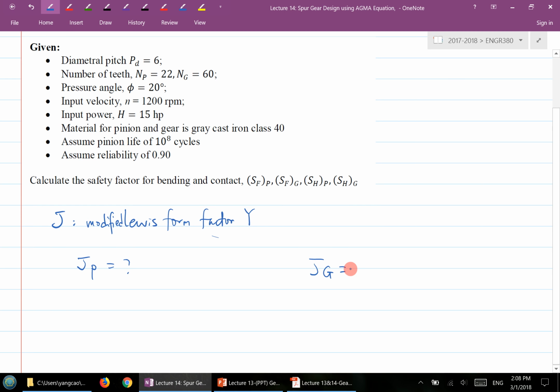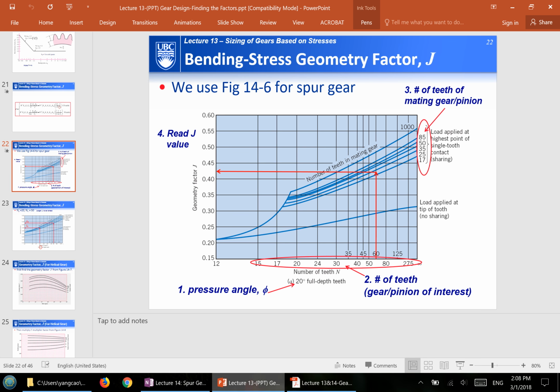When you try to find the J for the pinion, you come over here and find the 22 first. 22 is roughly in the middle between 20 and 24. Then you go up until you find the 60, the number of teeth for the mating gear.